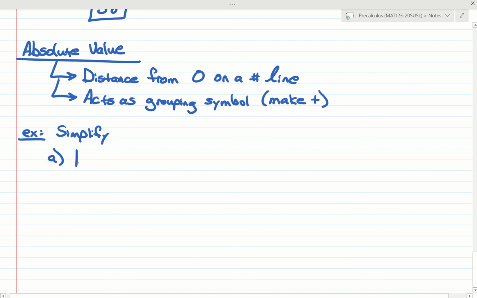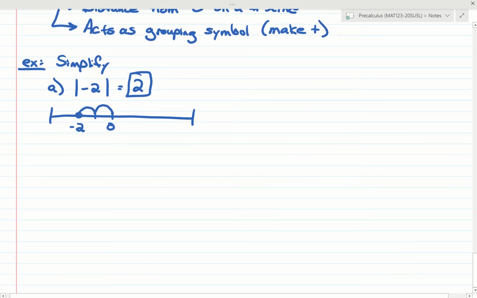So let's simplify the absolute value of -2. Well, here's a number line. Here's 0. -2 is less than 0. And how many units away is it? Well, it's 1, 2 units away from 0 on a number line. That's why the answer is 2. Using the second definition, make the inside positive. There you go. It's 2.